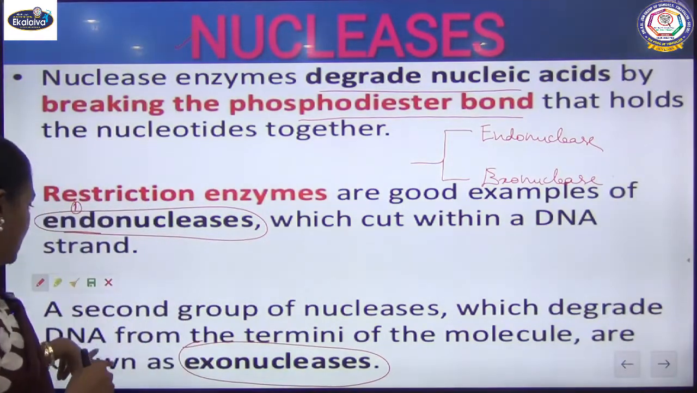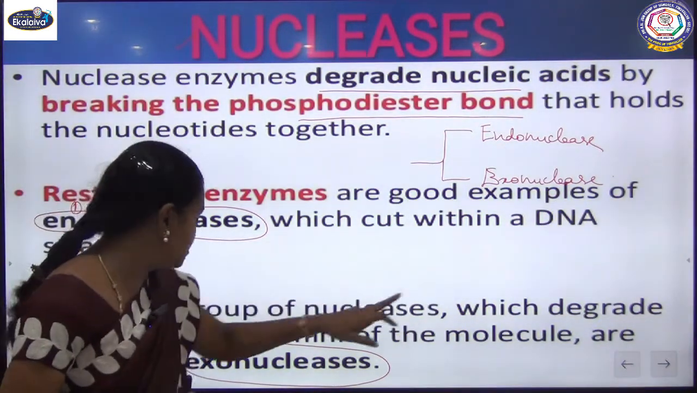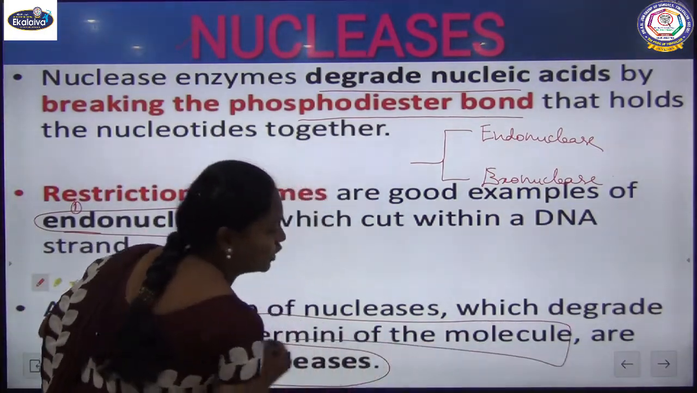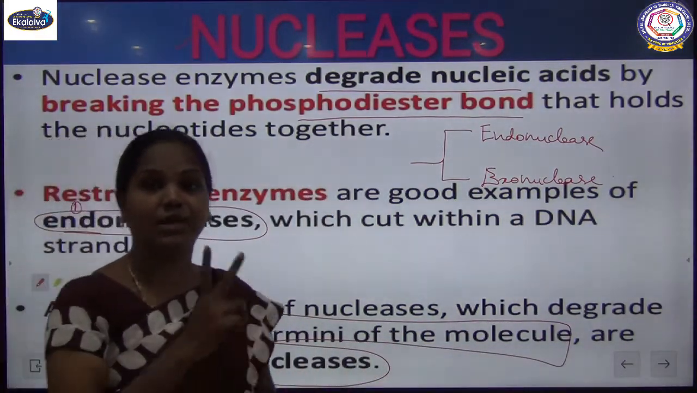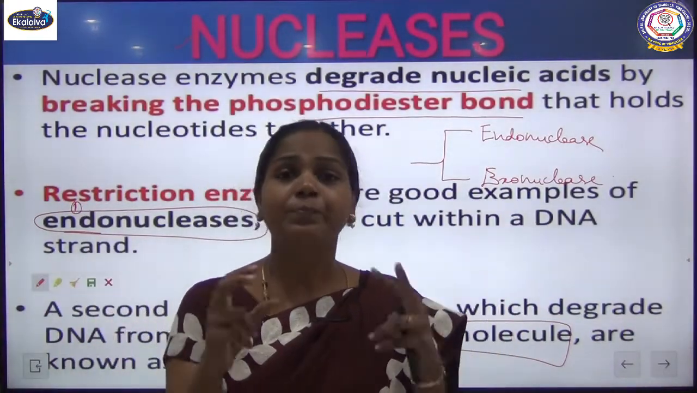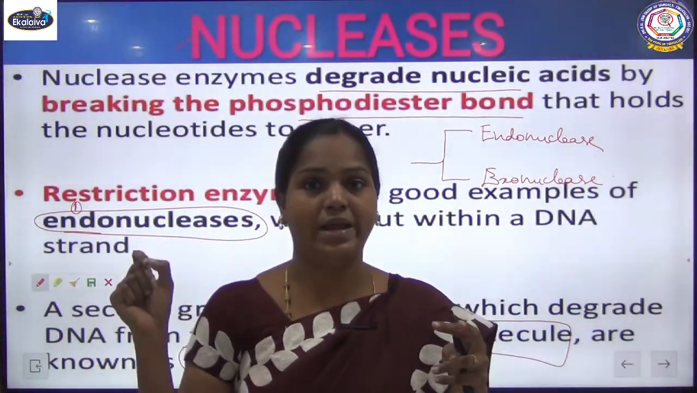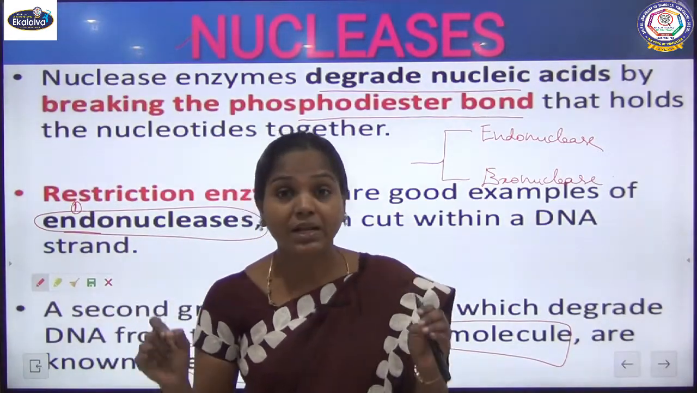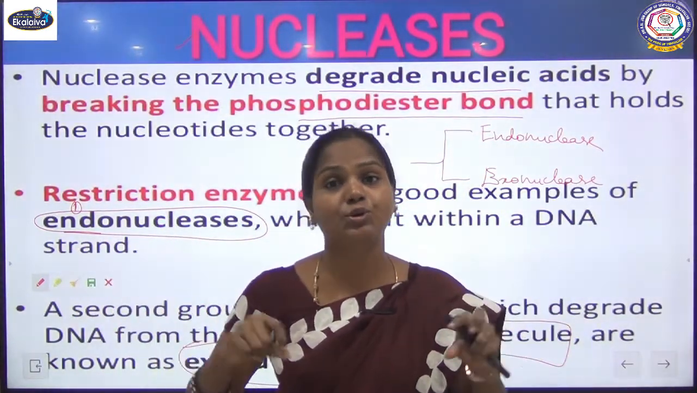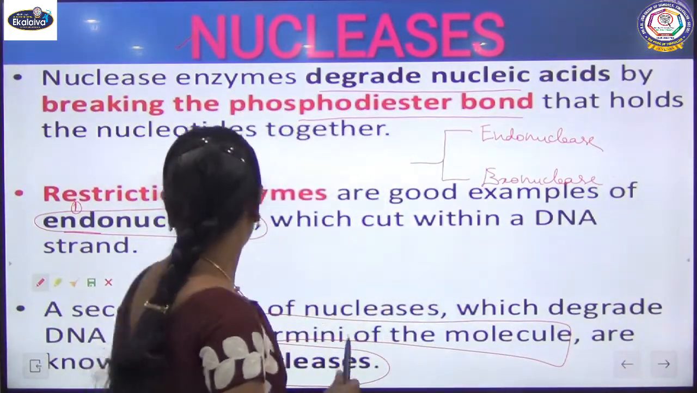And exonuclease degrades DNA from the termini of the molecule, that is, at the ends. They will remove the nucleotides only from the ends. You know the 3' and 5' ends of our DNA. So it will remove those nucleotides only from the ends, that is exonuclease. We will see it here.